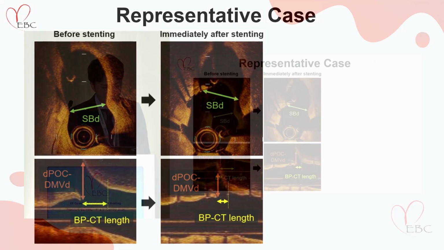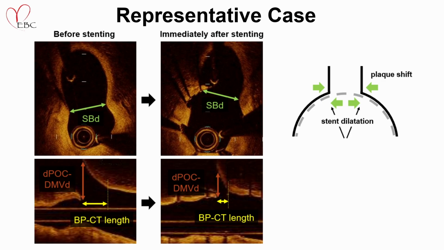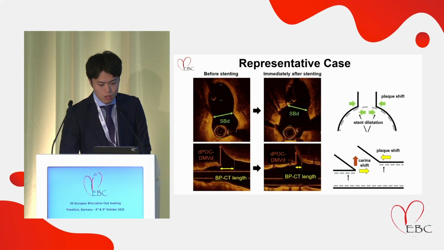This figure presents an OCT image of the previously shown representative case. In a cross-sectional image, side branch diameter did not change significantly. This is thought to be due to the opposing effect of plaque shift narrowing the side branch ostium and expansion between stent struts, widening it. In a longitudinal image, calculated DPOC minus distal main vessel diameter was shortened due to the carina shift. Additionally, BPCT length was shortened as a result of both carina shift and plaque shift.